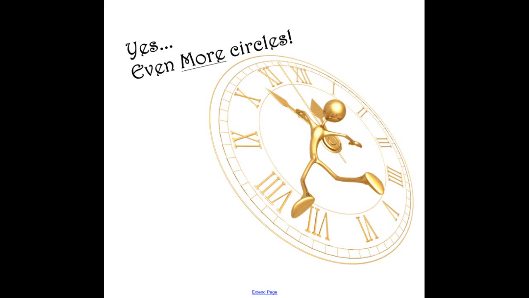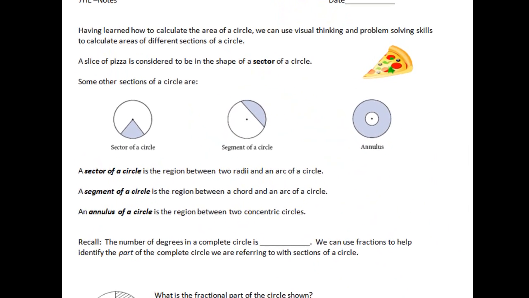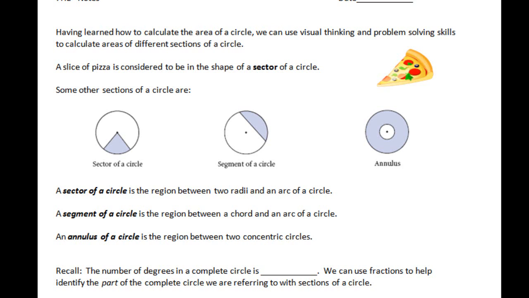Yes, even more circles. Tonight we are going to be doing different parts of a circle, continuing with our discussion of shaded areas. If you're on this page in the notes, we are going to be talking about the three shaded areas that you see there. Having learned how to calculate the area of a circle, we use visual thinking and problem-solving skills to calculate areas of different sections of a circle.